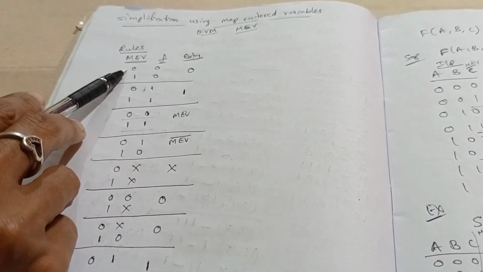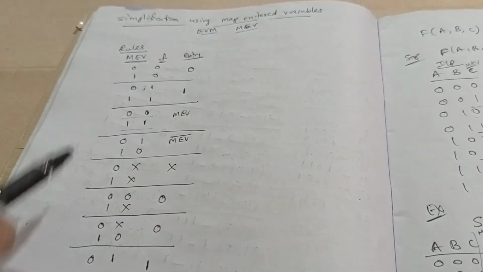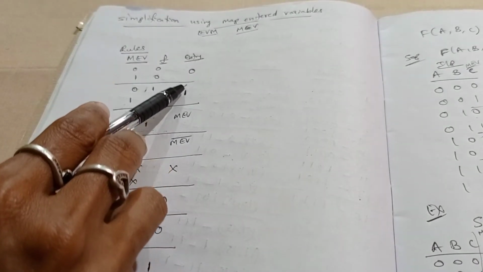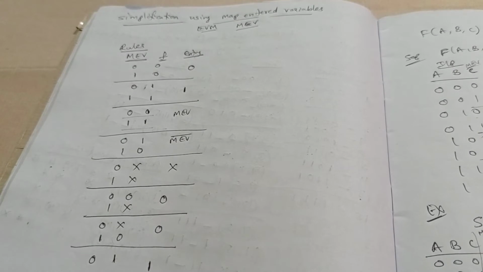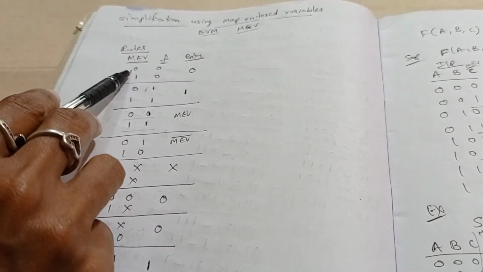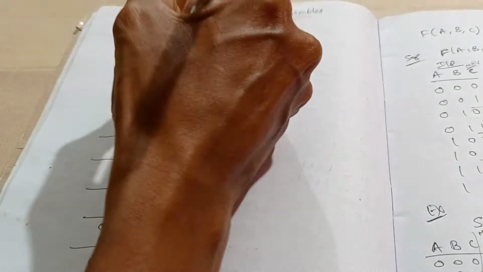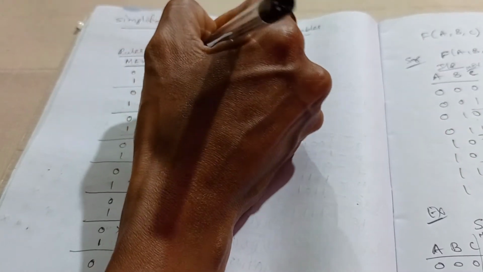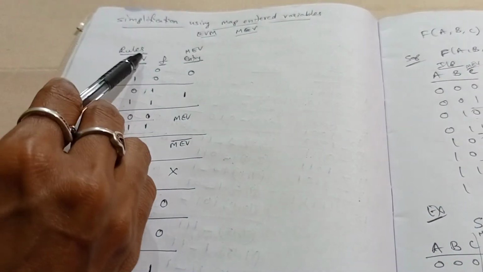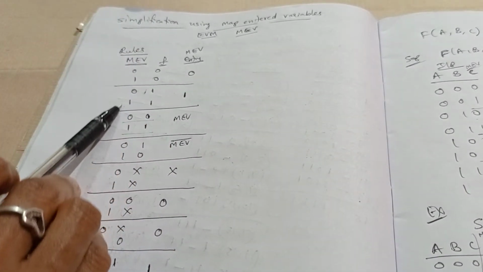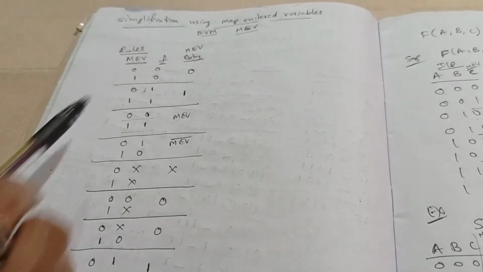See, this MEV is the input and this is the output taken, and we are making the MEV entry by writing the output in terms of this input. Okay, now we'll see how this is done. It has some rules. This is the input, the MEV, the map entered variable.